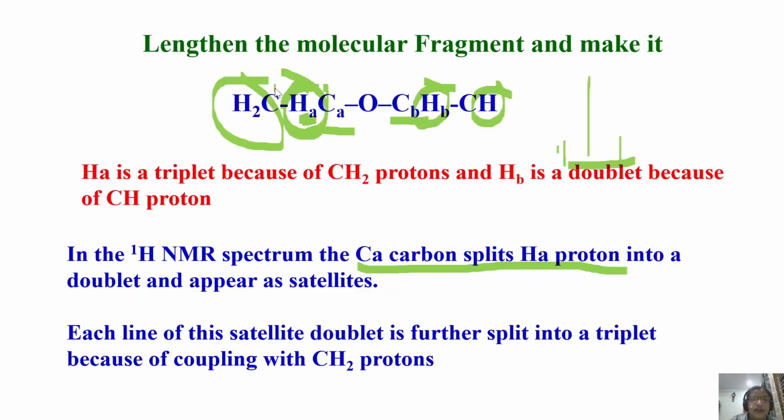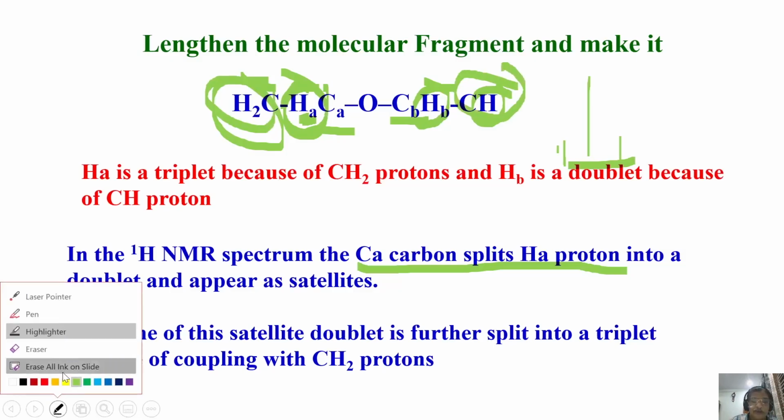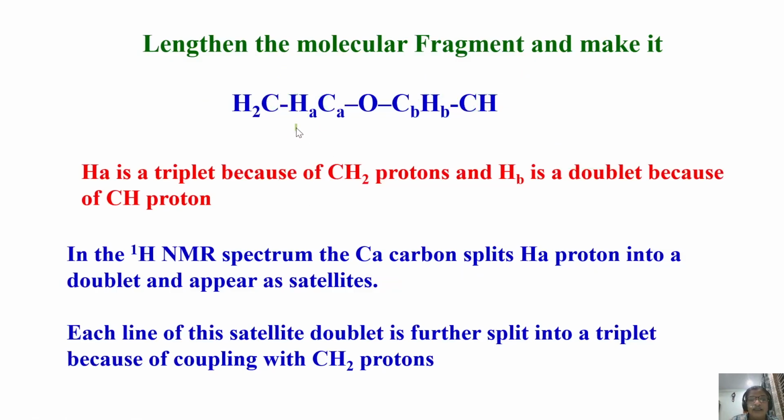We have lengthened the molecule. We have brought in a CH2 here and a CH group here. Now what is going to happen to the satellite spectrum because of this group? We have already analyzed the spectrum of satellites long back. I hope you remember. Each line of this doublet, which are satellites, is further split into a triplet because of coupling with two equivalent protons.